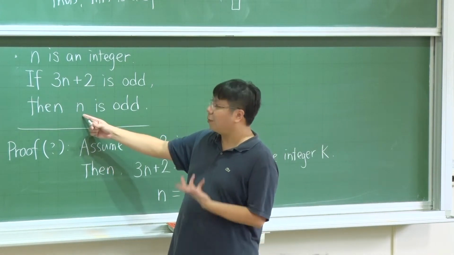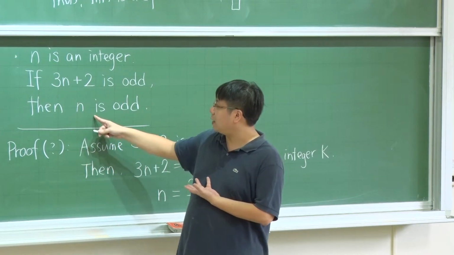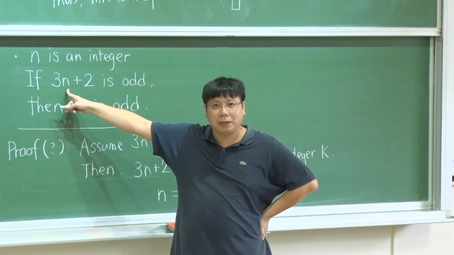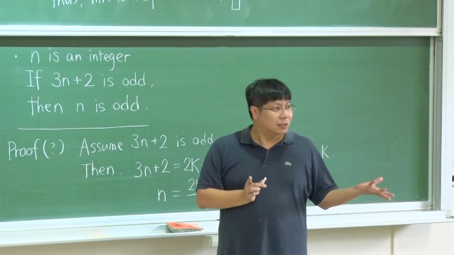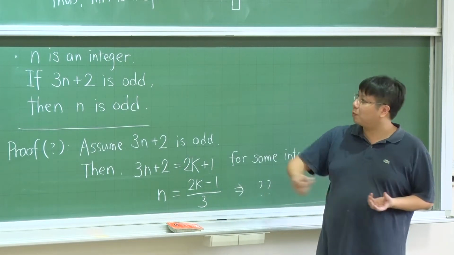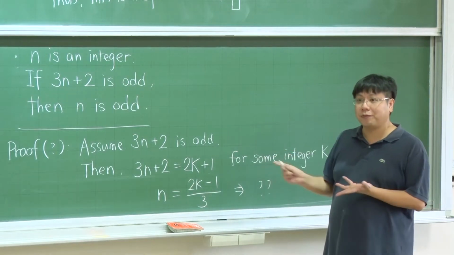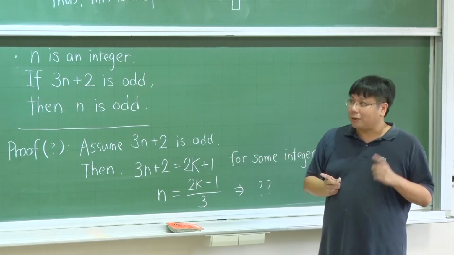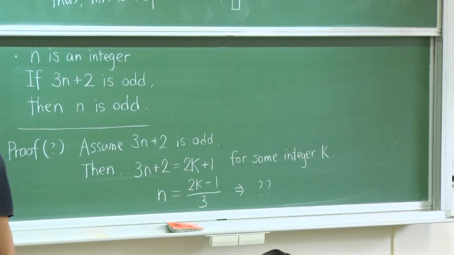What else can n be? If n is not odd, n will be even, right? But if n is even, then 3n plus 2 will be even. Then this is not okay. So using our own experience, we will know that this is something that is true, but we cannot use direct proof to prove it. So now we use the strategy of indirect proof.